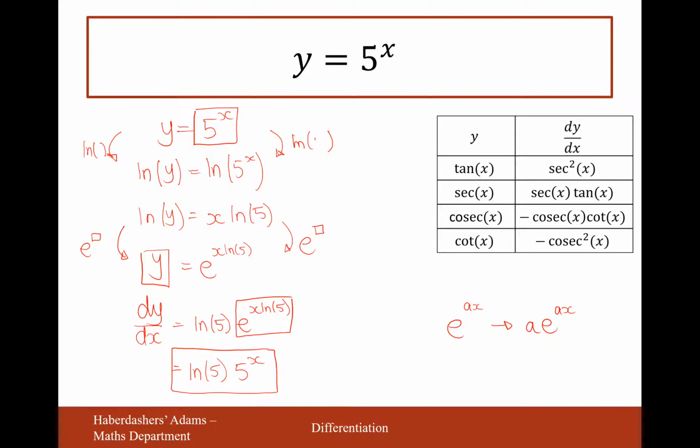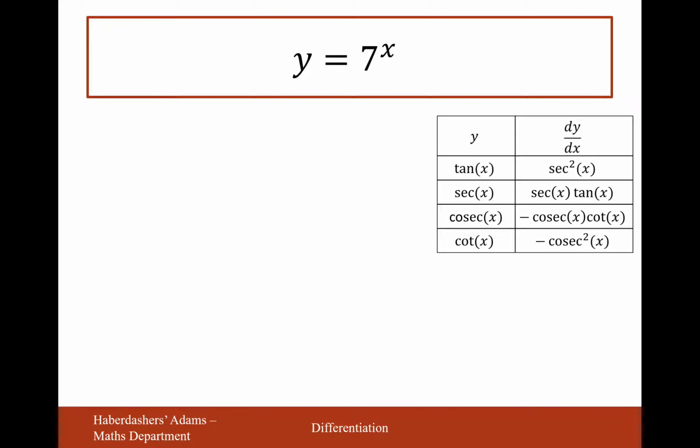So you can kind of spot the pattern here. If it's any number to the power of x, then it differentiates to ln of that number, a to the power of x. And so if we go to the next one, 7 to the power of x, we should just now know the rule. It's going to go to ln 7 times 7 to the power of x. It might be a show that question. If it's worth 1 mark, then just write the answer. If it's worth 3 or more marks, then write a proof for it, just like we did here.